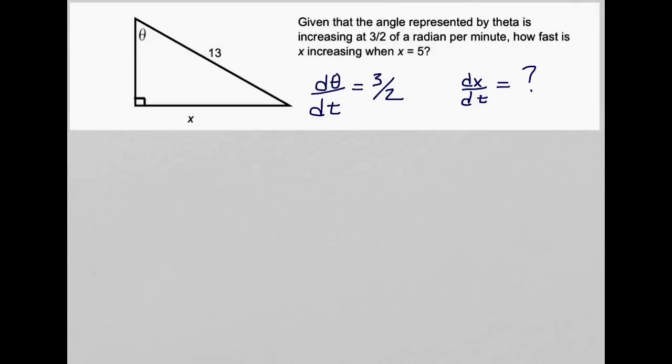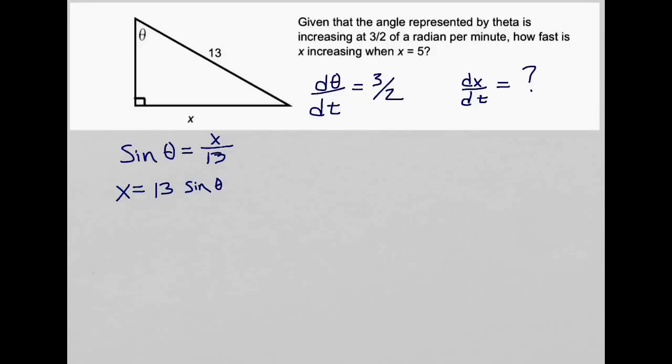Now that I have my diagram and my rates, the next thing I need to do is come up with an equation that relates all the pieces together. In this case, the way that theta, x, and the 13 are all related is through the sine ratio. Because it's a right triangle, I can use right triangle trig, so the sine of theta is equal to the opposite side x over 13, which also means I can manipulate that a little bit, and x is equal to 13 times the sine of theta.